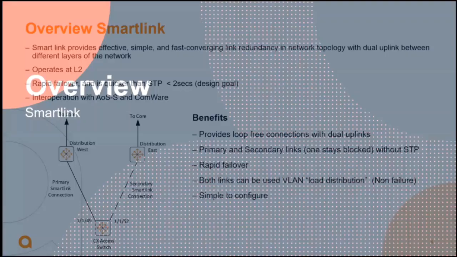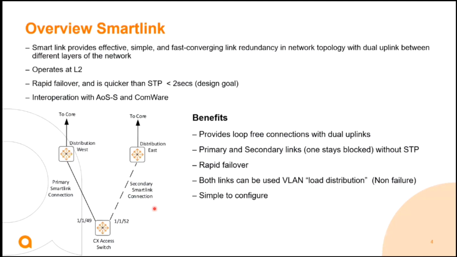So let's have a quick overview around Smartlink. Some of you guys might have heard about it already, because we already support Smartlink in COMware and in AOS switch. So this is bringing a feature parity effectively into CX. So what is Smartlink? It's a redundancy feature. So if you've got, like in the diagram here, two links to another layer of the network, we provide some form of redundancy in terms of a switch over and a failback. It's a proprietary feature that only belongs to the HPE switch portfolio.